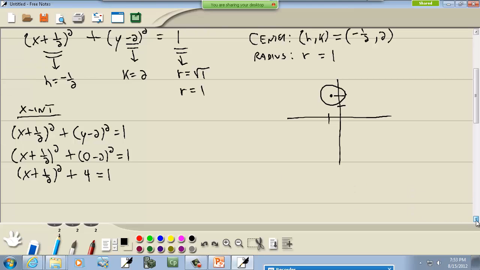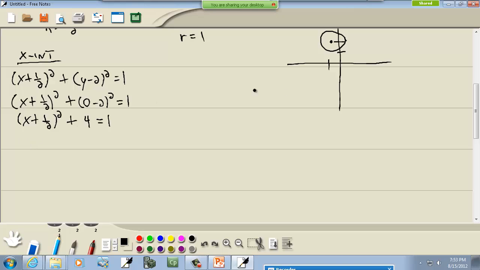And again, you're probably seeing where this one's heading, which makes sense. It doesn't cross the x-axis, does it? So I got (x + 1/2)². Take the 4 over. I got 1 minus 4. (x + 1/2)² equals negative 3. Square root property, you drop off the squared, and you put a plus or minus square root around the other side.